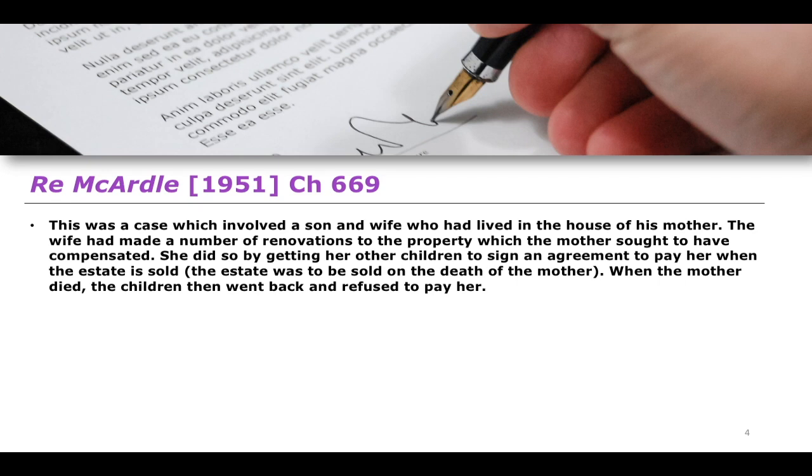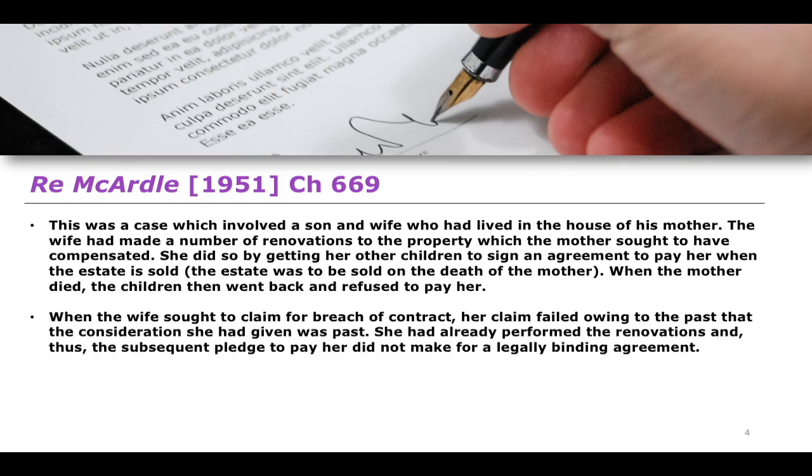The estate was to be sold on the death of the mother. So when I die, this house is going to get sold, and you're going to get compensated for these renovations that you did. When the mother did die, the children then went back on their promise and refused to pay her for the renovations. Not particularly very nice, but when the wife sought to claim for a breach of contract, the claim failed, owing to the fact that the consideration that she had been given was past consideration. She had already performed the renovations, and so therefore, as a result of which, the subsequent pledge to pay her did not make for a legally binding agreement.